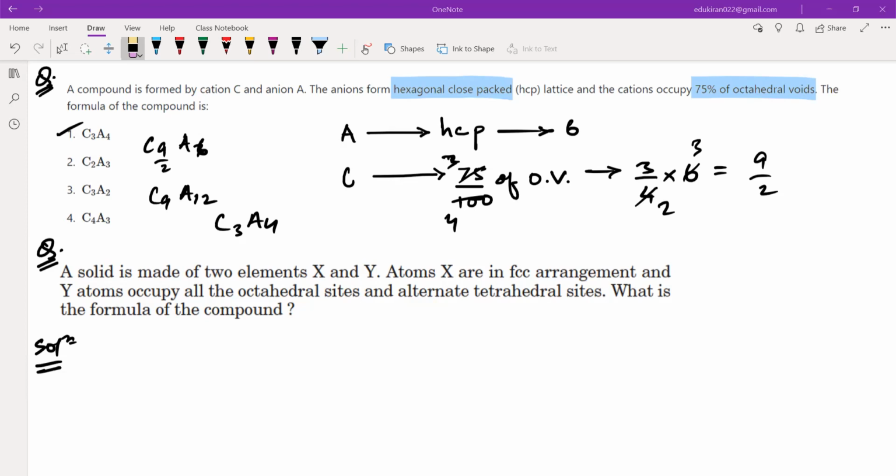Sir, again 2, I think so. Why 2? He said face center. No, where did he say face center? He said alternate tetrahedral voids. He said alternate.